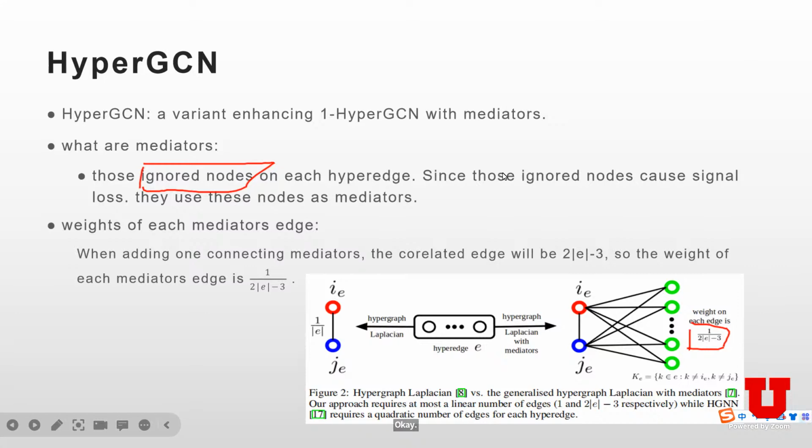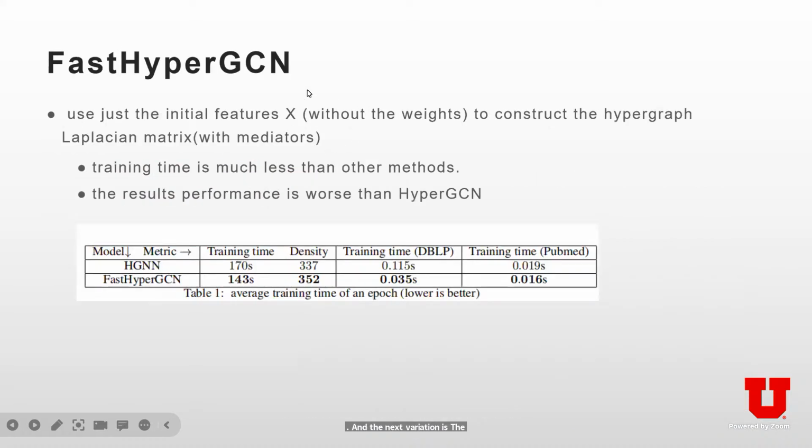Okay, so just as we said, it defines the weight of each edge, and here by using the mediators, they prevent the hyper-GCN, which is greater than the one hyper-GCN. And the next variation is the fast hyper-GCN. It just uses the initial features X matrix and without the weights. So they don't use weights to construct the hypergraph Laplacian matrix here.